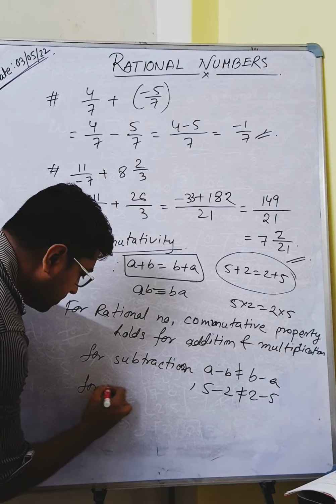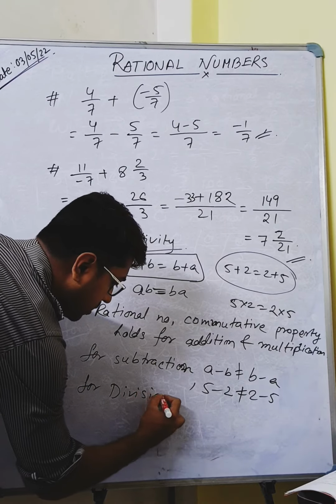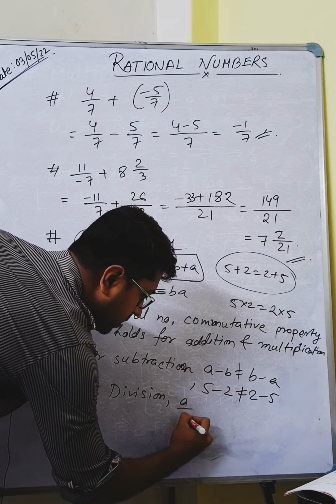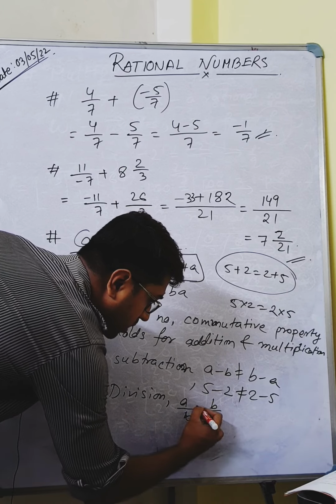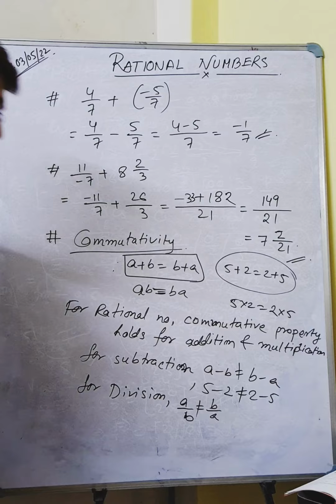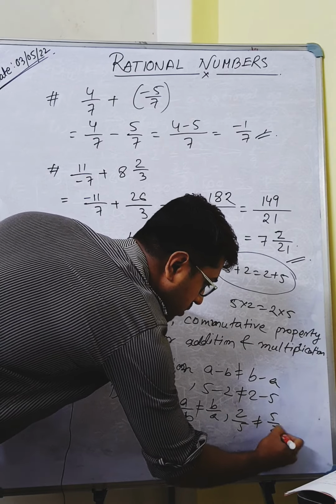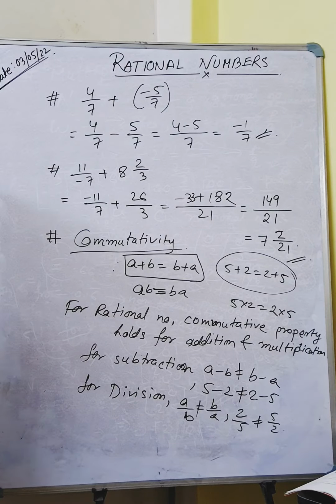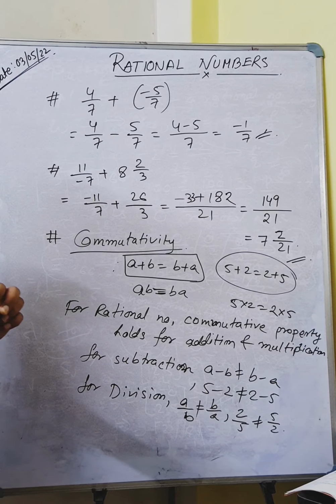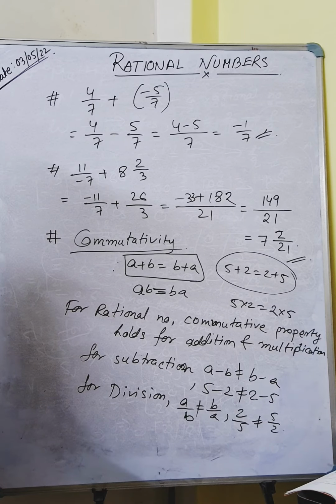For division, না। For division, that means a by b and b by a, these are not equal na. For example 2 by 5 and 5 by 2, these are not equal na. Okay, clear? So that is called the commutative property. স্যার এটা তো মানে is not equals.